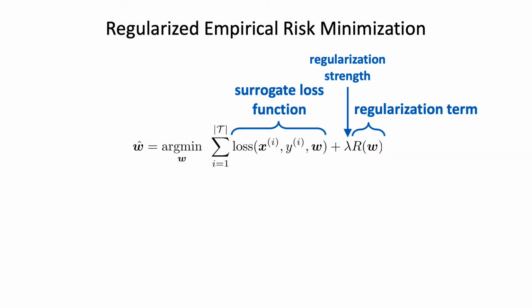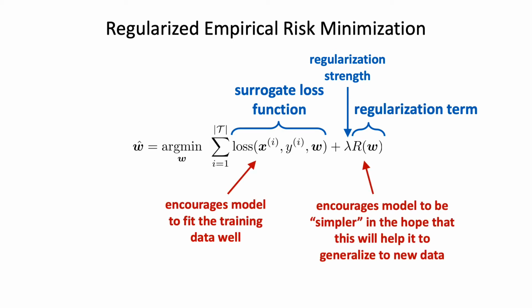We talked previously about regularized empirical risk minimization, in which we seek to minimize a surrogate loss function plus a regularization term. The loss helps us fit the data, while the regularization term helps to mitigate overfitting, and lambda governs the trade-off. In this video, we'll talk about solving this optimization problem using gradient-based optimization.